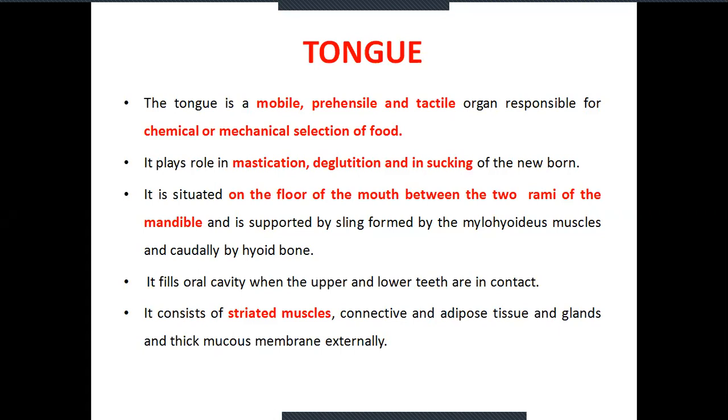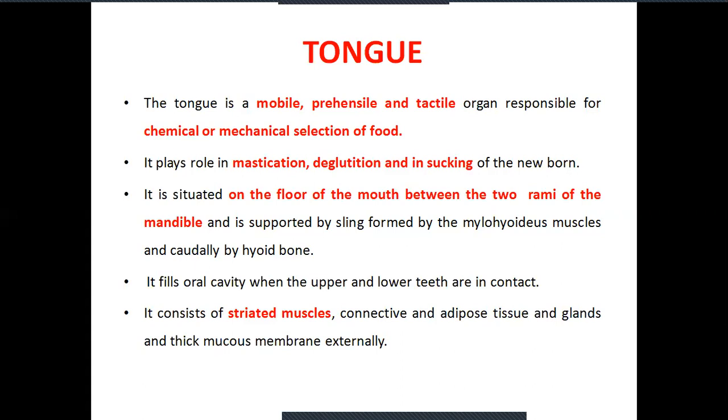If both jaws are in contact, then the complete oral cavity is filled with the tongue. It completely accommodates the entire oral cavity. The tongue is made up of striated muscles, connective tissue, adipose tissue, and glandular tissue. What type of gland and what type of connective tissue is there, we will discuss in the histology classes.